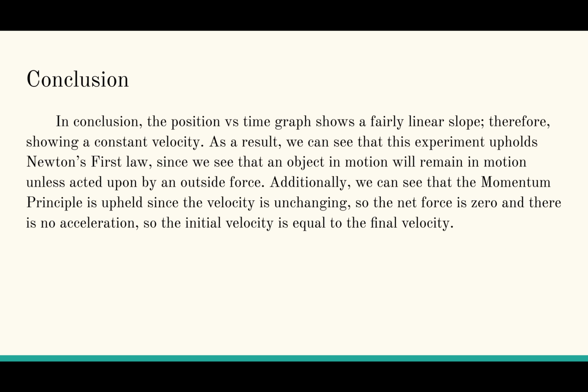In conclusion, the position versus time graph shows a fairly linear slope, therefore showing a constant velocity. As a result, we can see that the experiment upholds Newton's first law, since we can see that the object in motion will remain in motion unless acted upon by an outside force. Additionally, we can see that the momentum principle is upheld, since the velocity is unchanging, so the net force is 0 and there is no acceleration. So the initial velocity is equal to the final velocity.